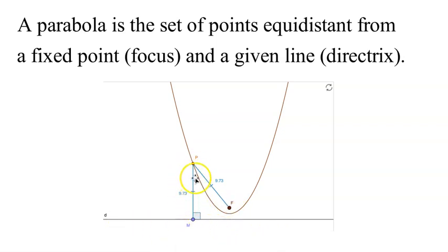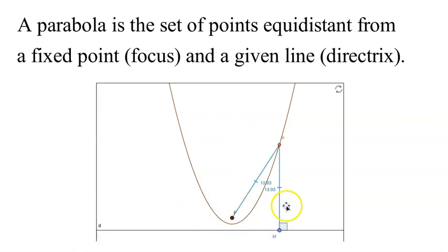Notice this point is 9.73 units from the line and 9.73 units from the point. This point is on the parabola because it is the same distance from the line, from the directrix, as it is from the focus. And here's another one. This point is 13.93 units from the line and 13.93 units from the focus. So that point is also going to be on the parabola. So all of these points have the same distance from that focus as they have from the line.